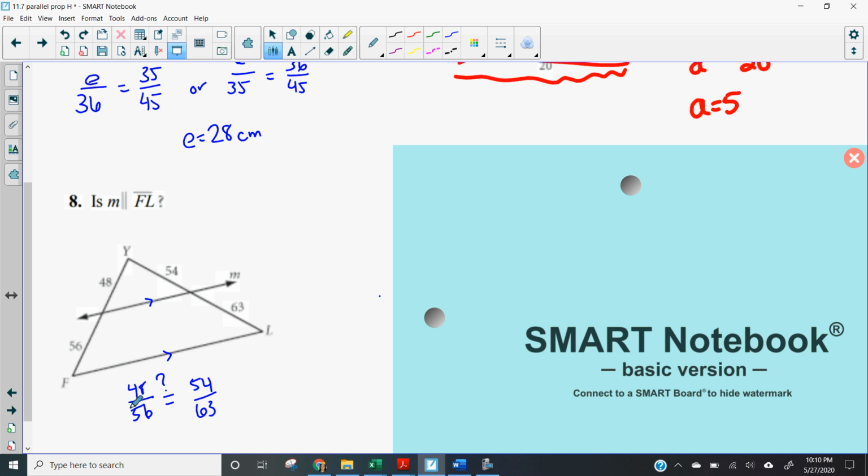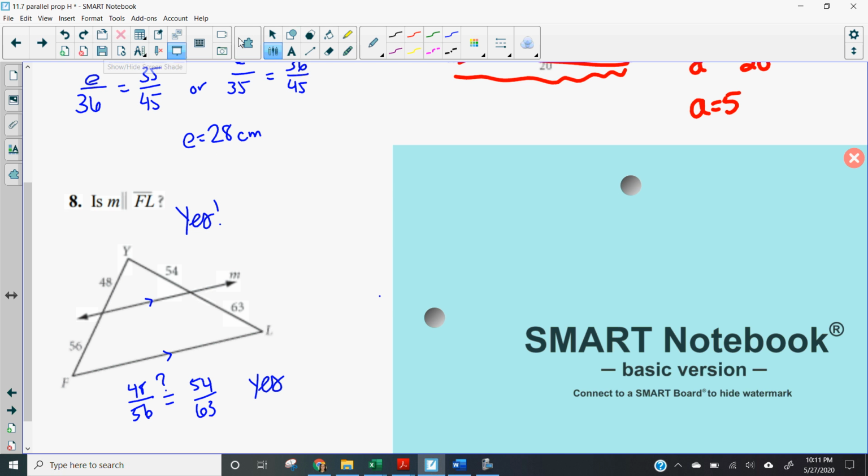Oh, I actually don't have that one done. Let me do that. When we take 48 over 56, you get 0.85714 and so on. 54 divided by 63 is the same thing. So yes, these are proportional, so yes, these lines must be parallel then.